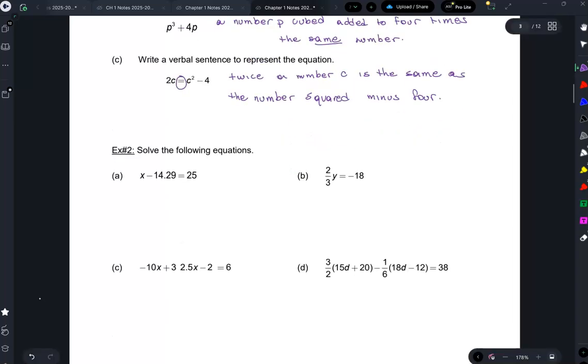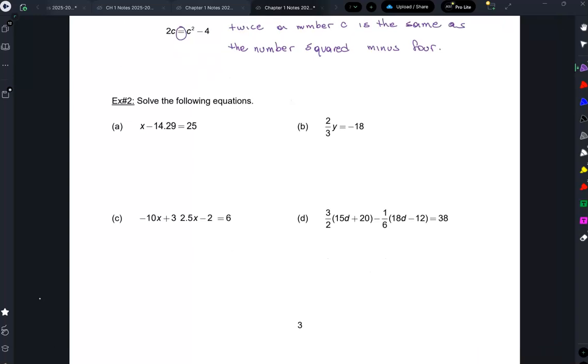Okay. So let's solve a couple of equations. These are basically algebra 1 type equations. Here we're going to add 14.29. So x is 39.29. Here, we're going to multiply by what? 3 over 2, the reciprocal. So y is negative 27. I mean, you can always reduce, so 1 and 9, so negative 27.